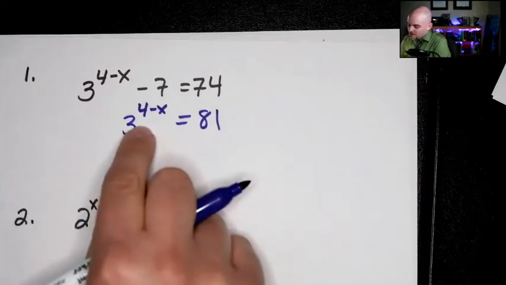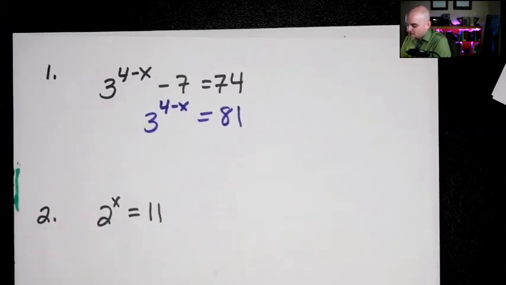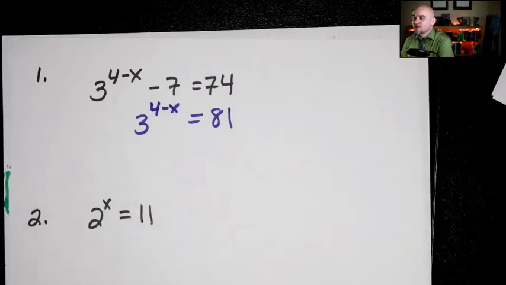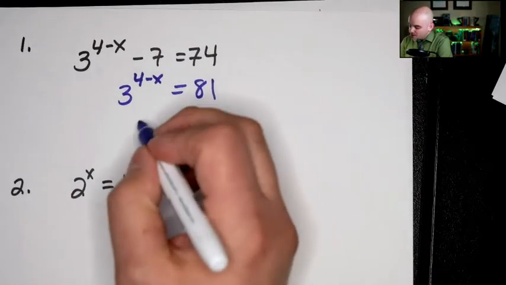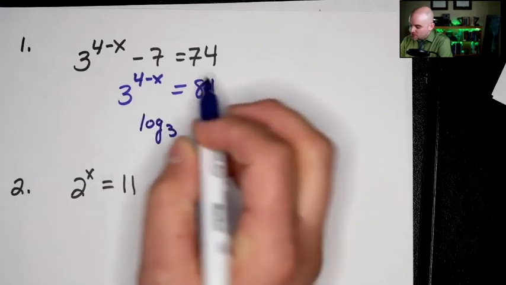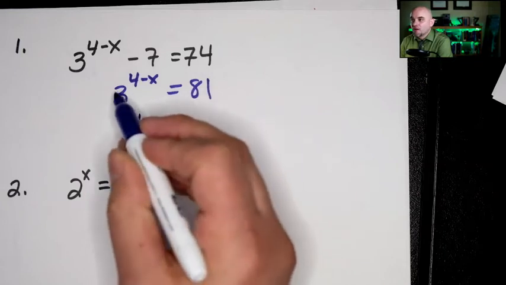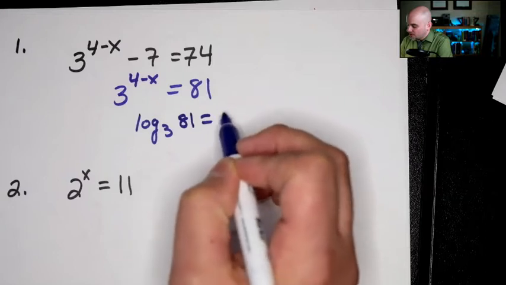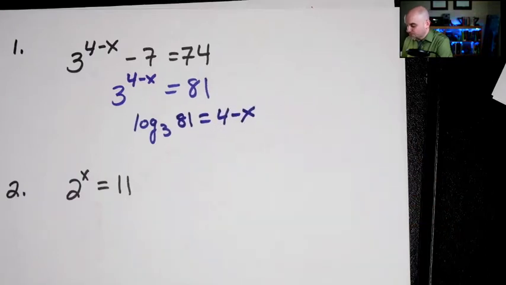And now I need to get the 4 minus x by itself. When we did logarithmic equations, sometimes we switched those logarithms to exponential functions. In this one, I'm going to switch it back to a log function. So this is base 3. I'm going to change it to log base 3, converting exponential form into logarithmic form. Log base 3 of 81 equals my exponent, because a logarithm is an exponent, 4 minus x.